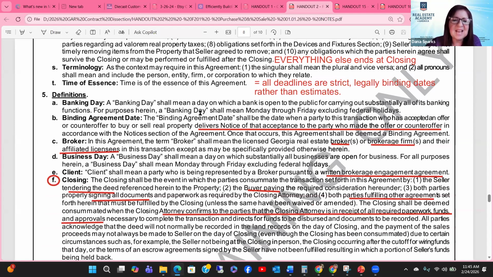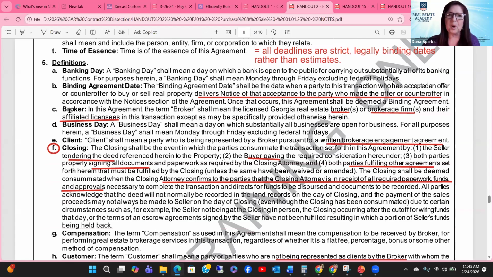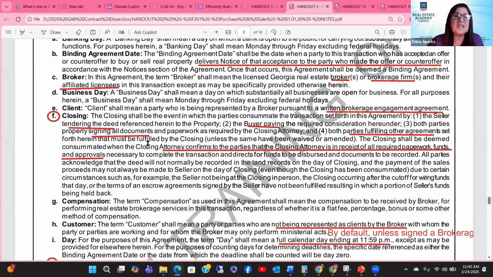This is all the definitions of banking days, binding agreement date. One thing I want to point out to you, broker, whenever the GAR purchase and sale agreement says broker, it also means you, the affiliated licensee, and the company itself. Business day, client, closing. This is important. This is what a closing is. How do you know when you've closed? Here's how you know when you have closed, based on this definition. The bottom line is, it is when everything has been done, everything signed, everything recorded, but most importantly, when the funds have transferred. So you are officially closed when all of the funds have transferred.